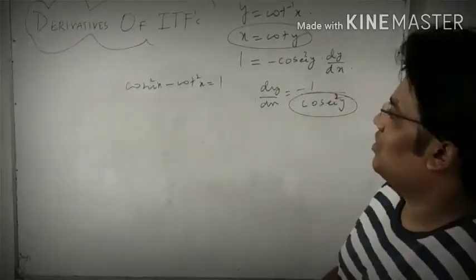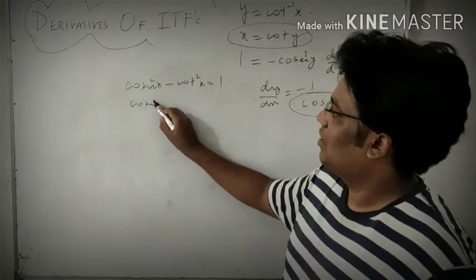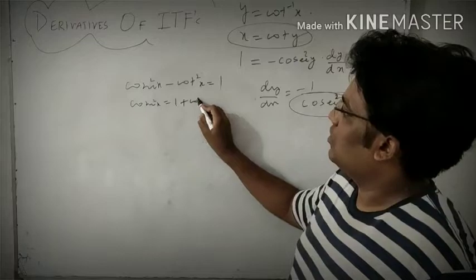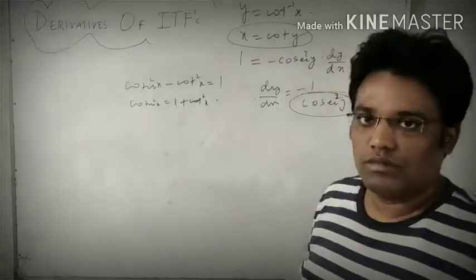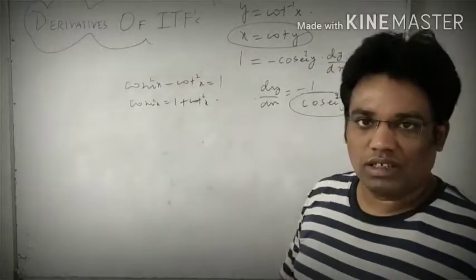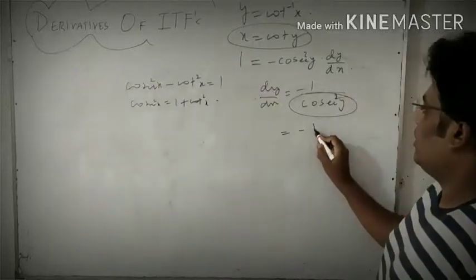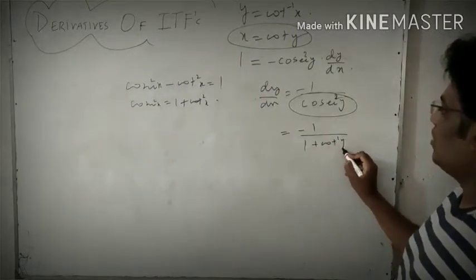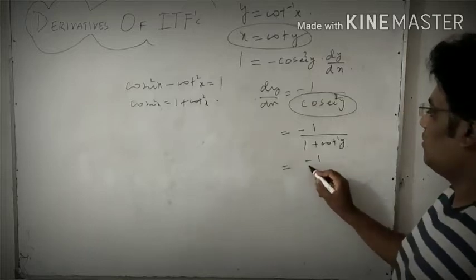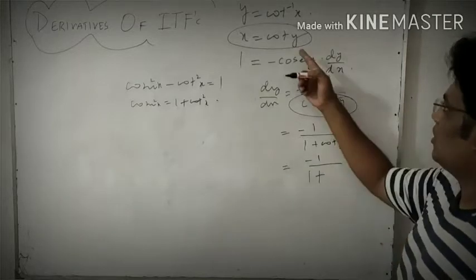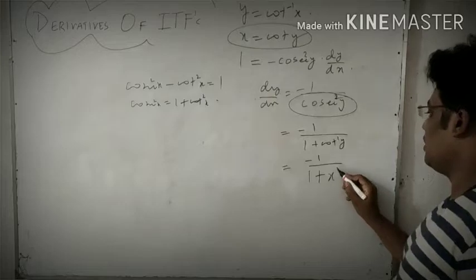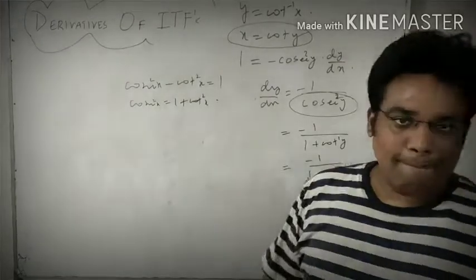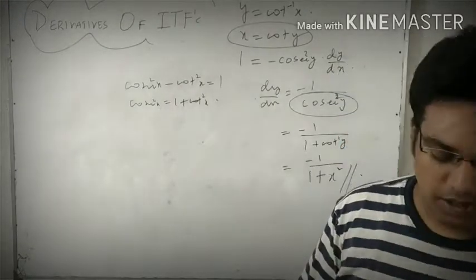So cosecant square x is 1 plus cot square x. So minus 1 by cosecant square y is what? 1 plus cot square y. That is minus 1 by 1 plus cot y, which is what? x square. So this is the derivative of cot inverse x.